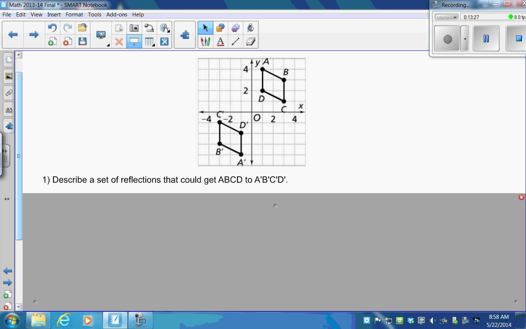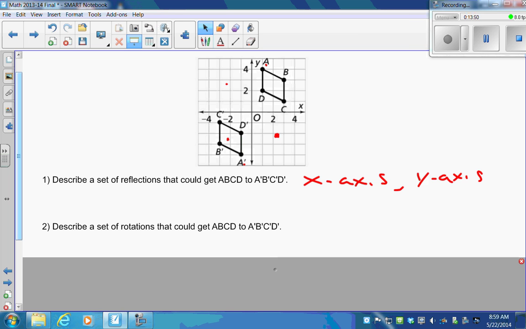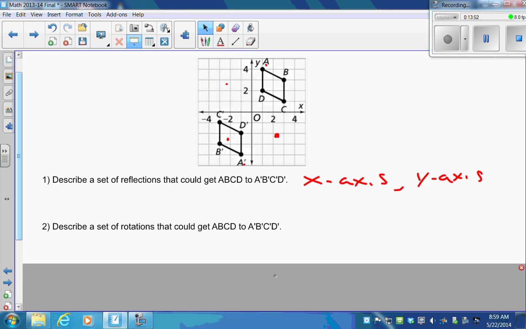So how can I reflect my A to get to my A copy? How you do it is you would reflect it over the x-axis. Reflect it over here, and then reflect it over the y-axis. So reflect it over here. If you had that backwards, reflect over y and then reflect over x, that is also correct. Make sure you write in complete sentences. Do not give anybody a reason to give you half off.